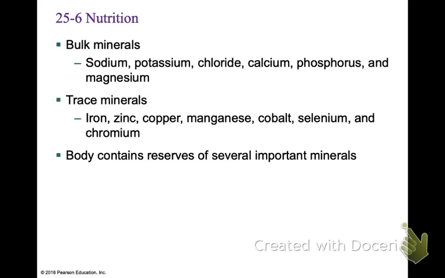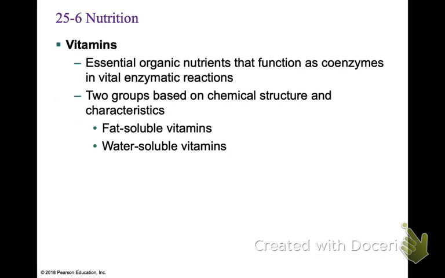Trace minerals are things you need in smaller amounts, and some are probably more important than others, like iron. You need iron for transport of oxygen. The others on that list are all components of either enzymes or coenzymes, and I'm not going to ask you to memorize what does what. How do you have reserves of these? You store calcium and phosphate in your bones and iron in your liver.